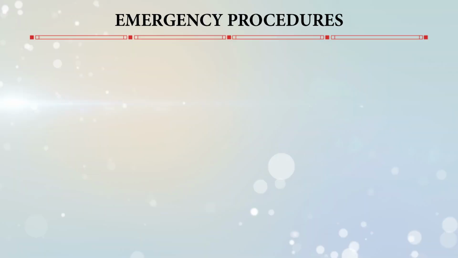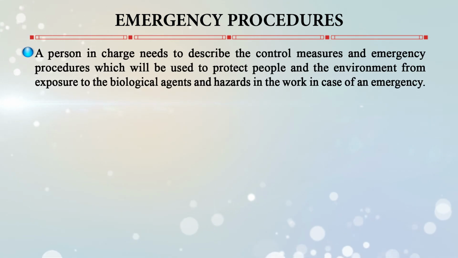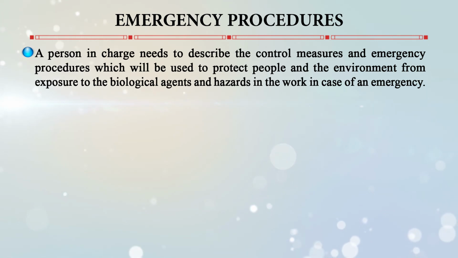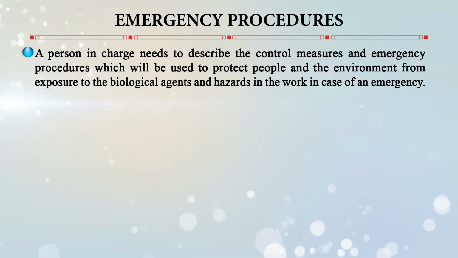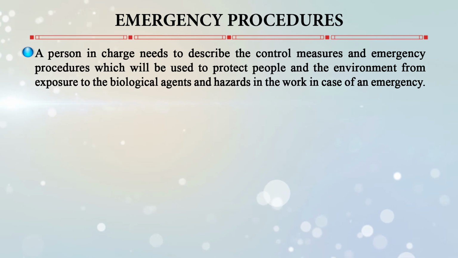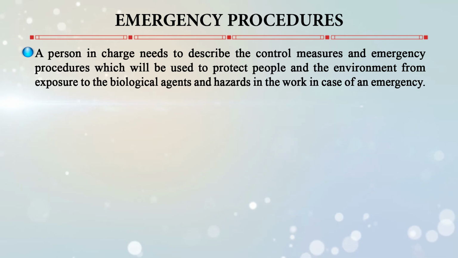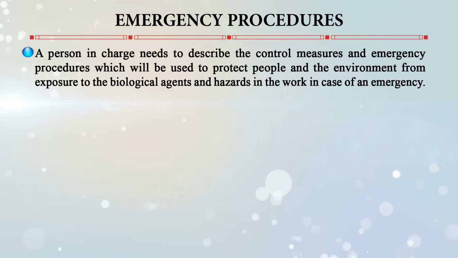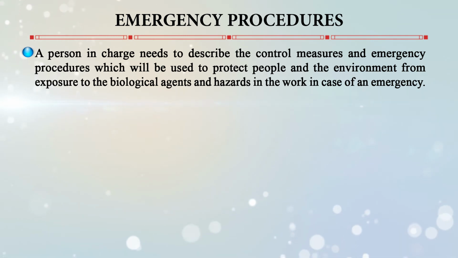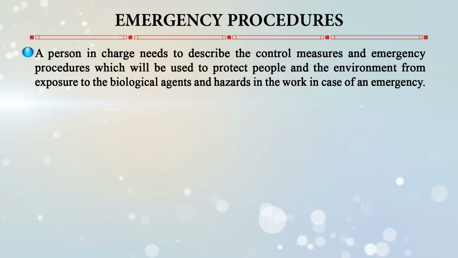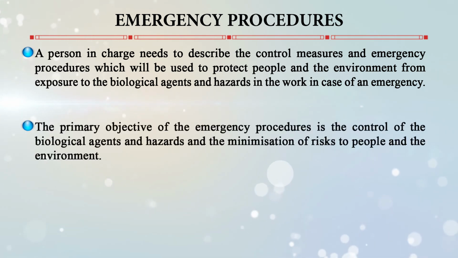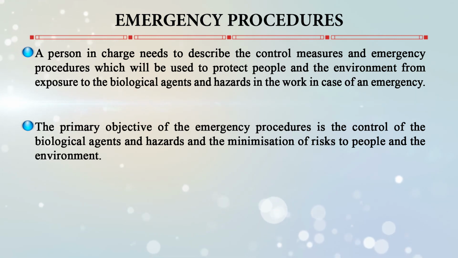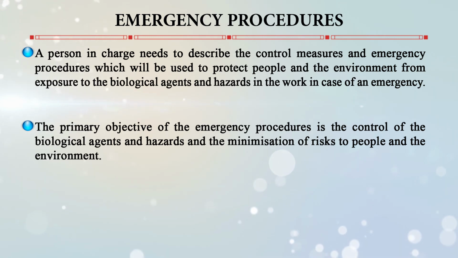Emergency procedures. The person who is in charge in the workplace, in the hospital or industries, needs to describe the control measures and the emergency procedures that will be used to protect the people and the environment from exposure to the biological agents and hazards in case of an emergency, and also needs to be informed immediately in case of an emergency. The primary objective of the emergency procedures is the control of the biological agents and hazards and the minimization of risk to people and the environment.